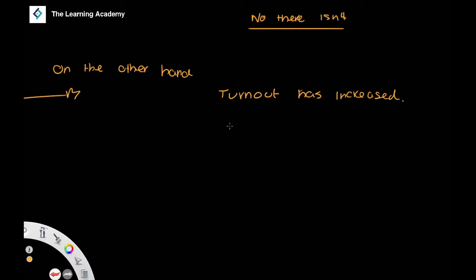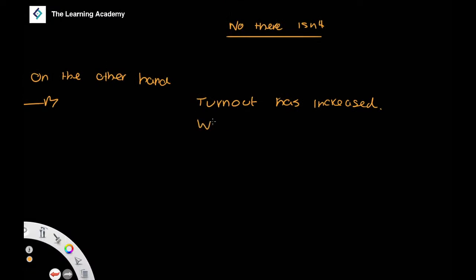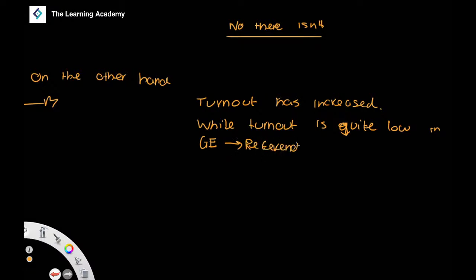Another thing that could be talked about is while turnout is generally quite low in general elections, recent referenda, such as the 2016 Brexit referendum, have quite a high turnout. Referenda have higher turnout. So we could talk about 2016 Brexit, where we have 72.2% turnout.